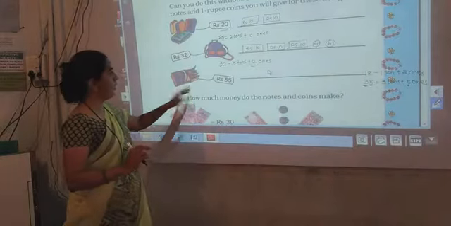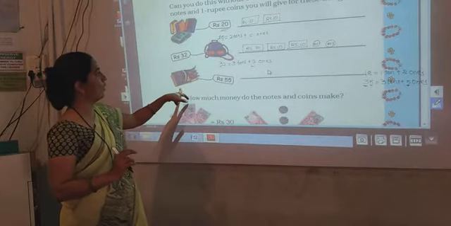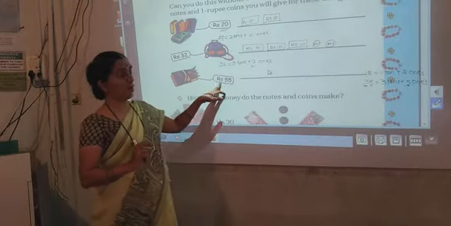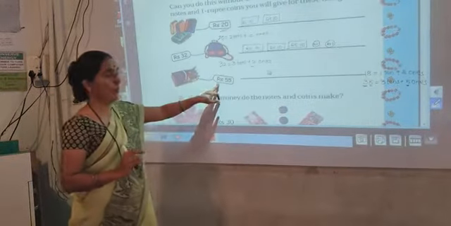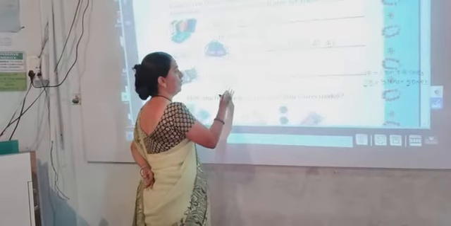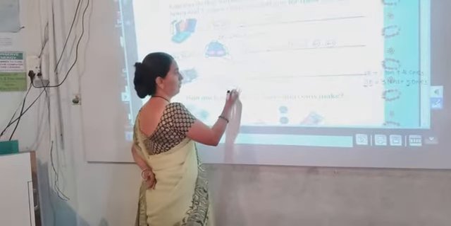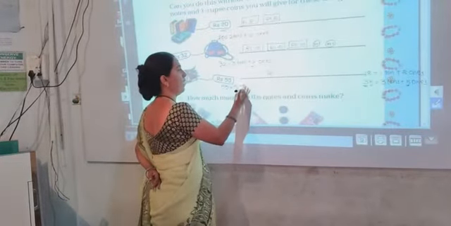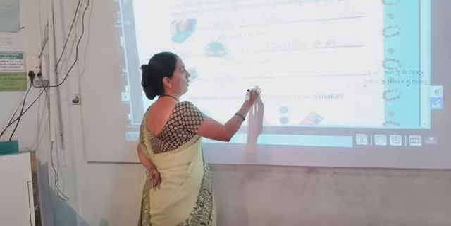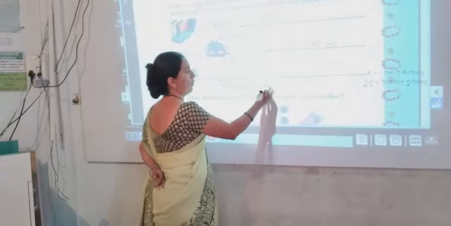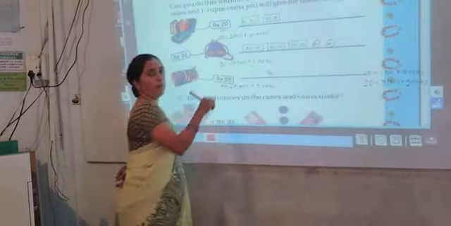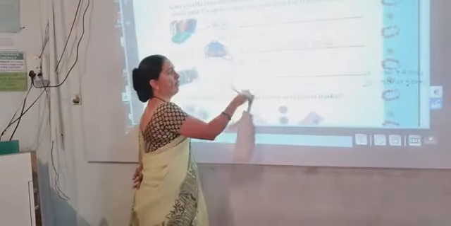Yes? Now see the next object. This is the box of crayons. What is the cost of this color box? Rupees 55. So we know that in 55, how many tens are there? Yes, there are 5 tens. And how many ones are there? 5 ones. So in 55, there are 5 tens and 5 ones.